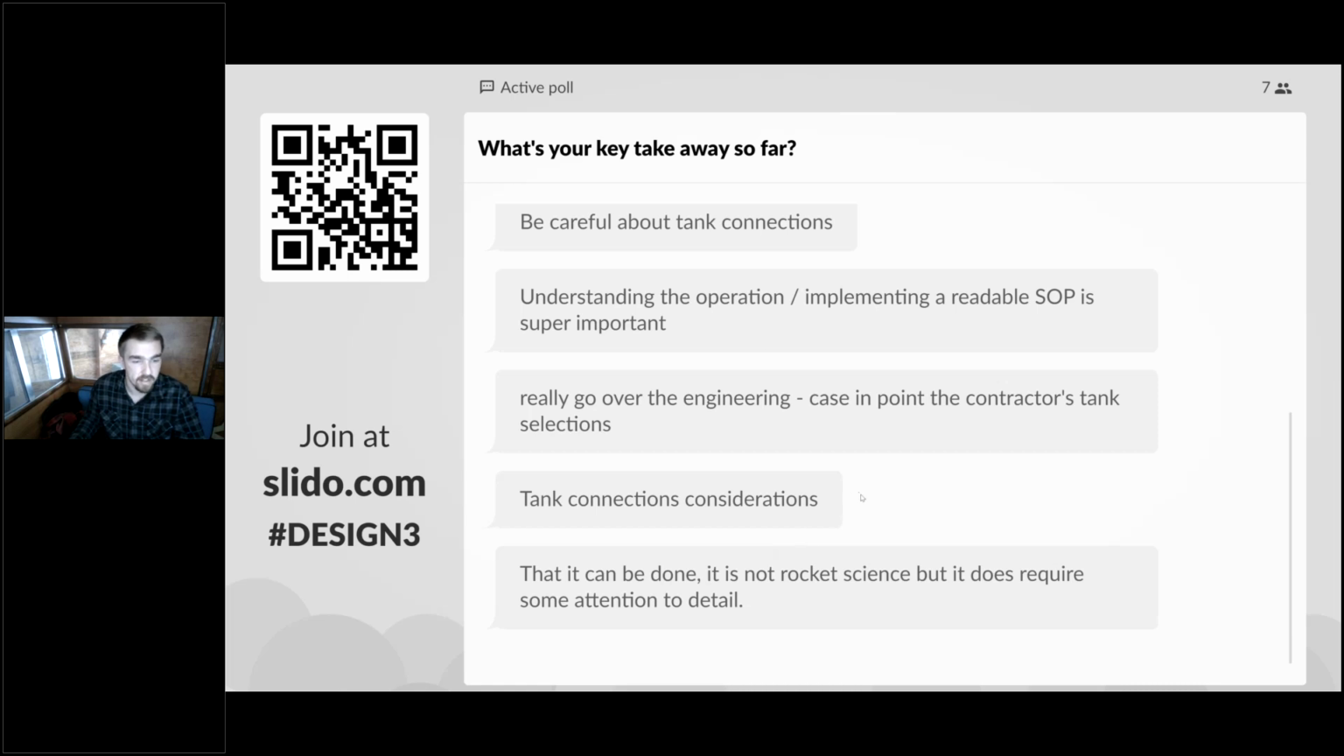Yeah, you're getting really, really solid points out of this, and I hope that we can continue to provide you with some important information. Yep, not rocket science, but it does require some attention to detail. I think that should probably be a subtitle on one of our design deep dives. That is right on.